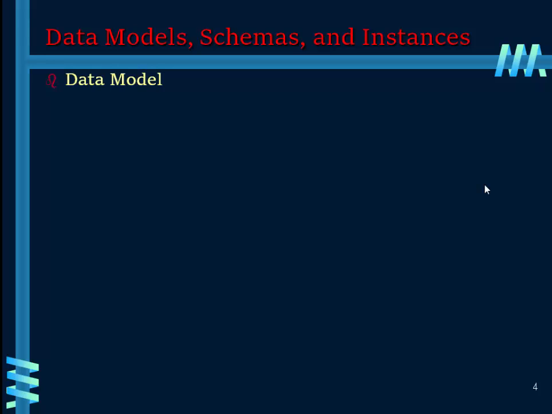In the data model, a collection of concepts: the data model can be defined as a collection of concepts that are used to describe the structure of the data. To achieve data abstraction, we are going to use the constructs of a data model. So a data model is a collection of concepts that can be used to describe the structure of the database. What is the structure of the database? That can be defined by the data model.